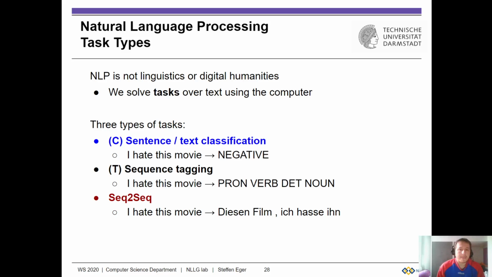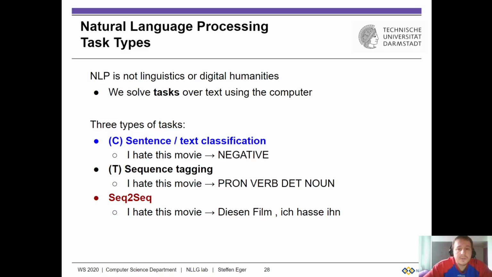Linguistics, and maybe also digital humanities, at least the part of digital humanities that deals with language, is focusing on language and on linguistics in a more general and more abstract sense, whereas natural language processing is usually very applied, and oftentimes, until today, it's solving tasks.